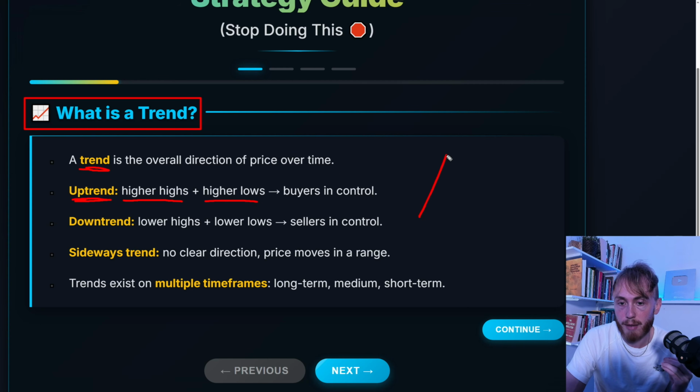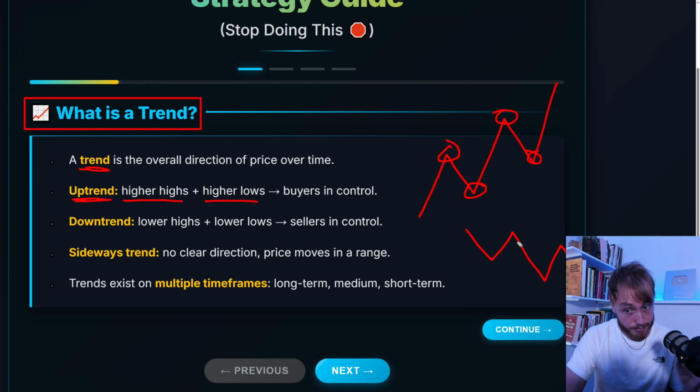The price pushes up. This is what we call an impulsive move. Then it pulls back and creates a low. And in order to have an uptrend, we need to not only have higher highs, but we also need to have higher lows. And the opposite is true for the downtrend. We need to have lower highs and lower lows. So a downtrend, lower highs plus lower lows.